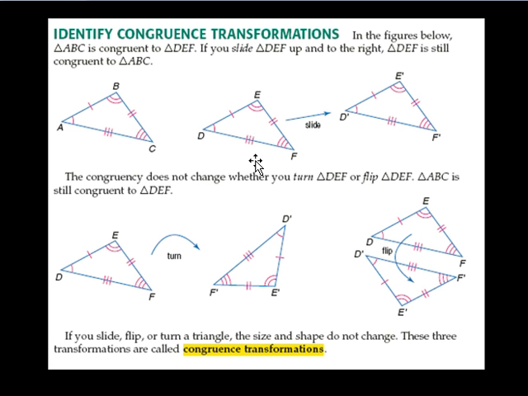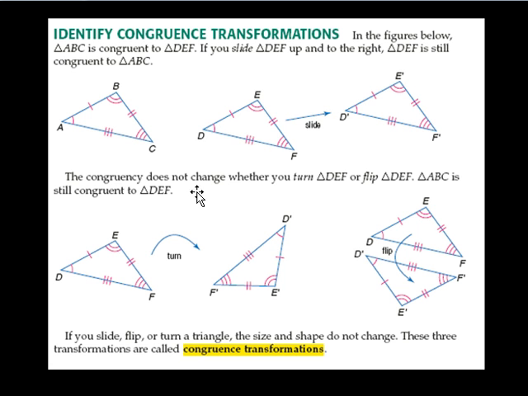Okay, we'll talk about some transformations. Identifying congruence transformations says in the figures below, triangle ABC is congruent to triangle DEF. If you slide triangle DEF up and to the right, triangle DEF is still congruent to triangle ABC. So there are these transformations where we actually move or twist or turn the triangles. When we slid triangle DEF, it made this new triangle D prime, E prime, F prime, just in a different location. You can think of it on a coordinate plane being in a different location, but it still maintains its congruence to triangle ABC by the notations here.